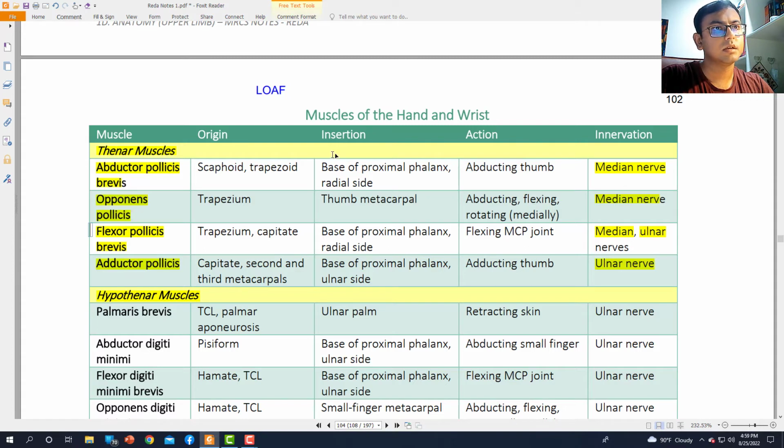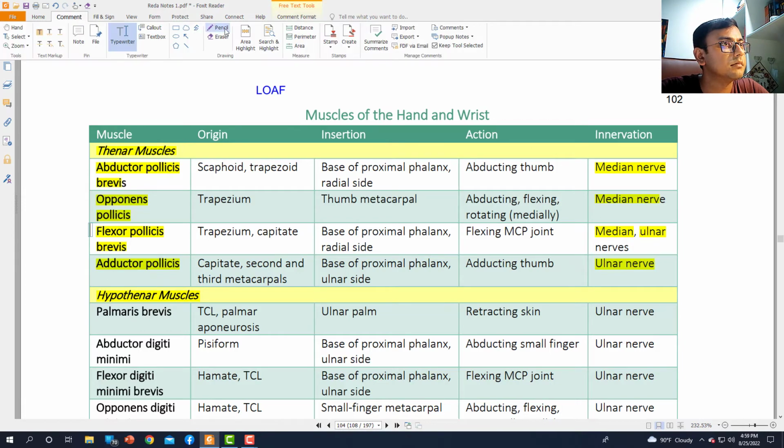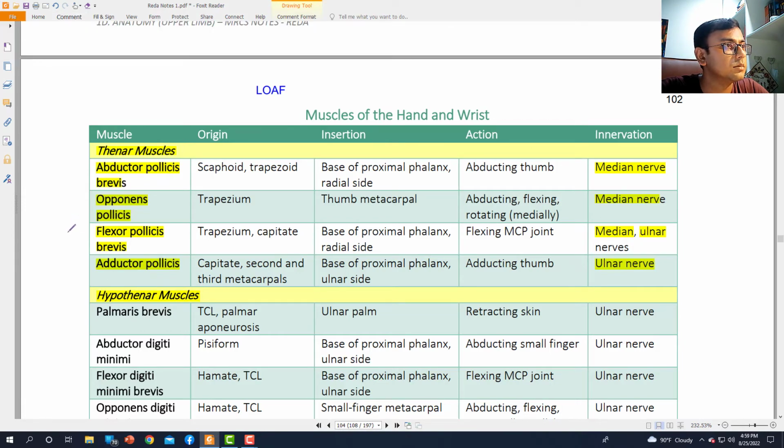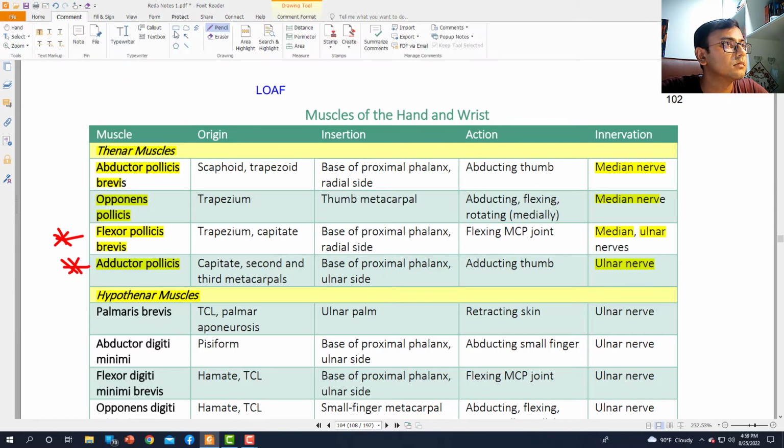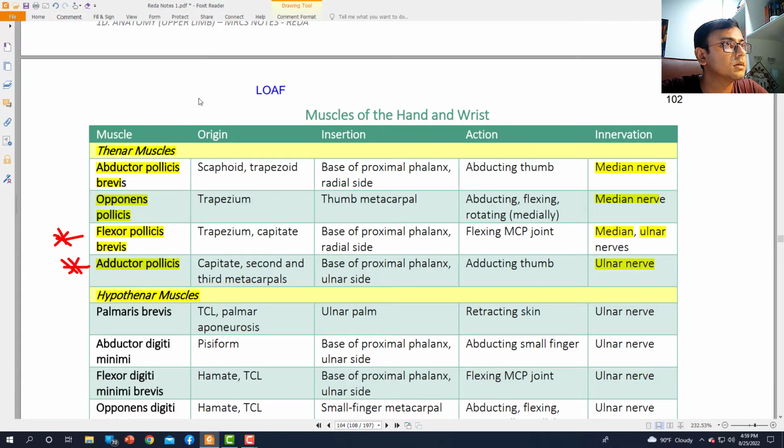Okay, it is also called LOAF, which is supplied by the median nerve, so it is present laterally here. And the adductor pollicis is from the ulnar nerve. It is very important: the adductor pollicis is important.